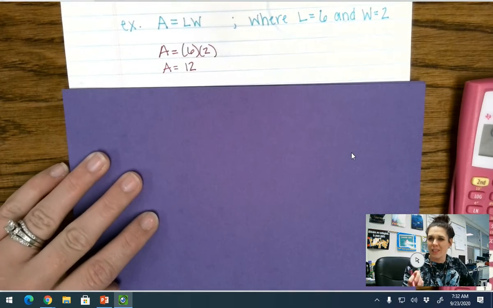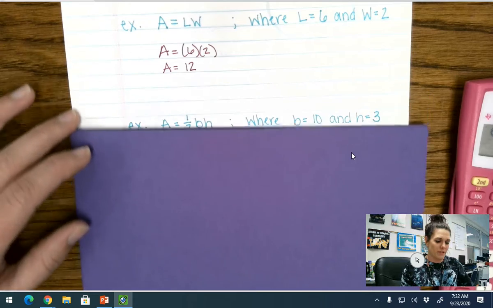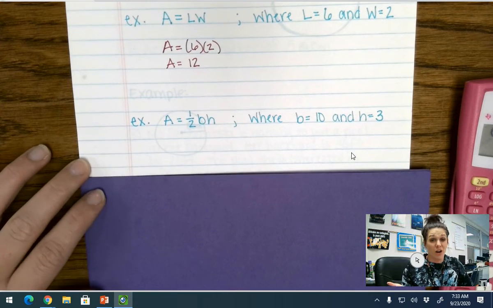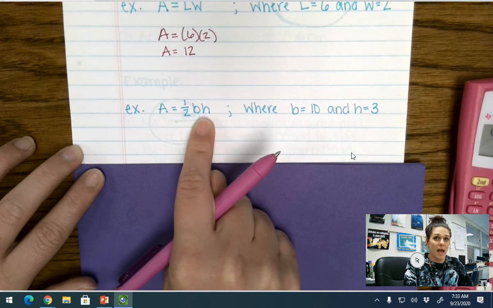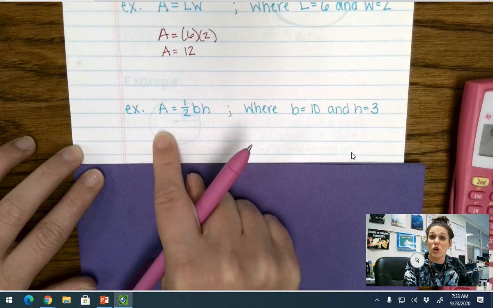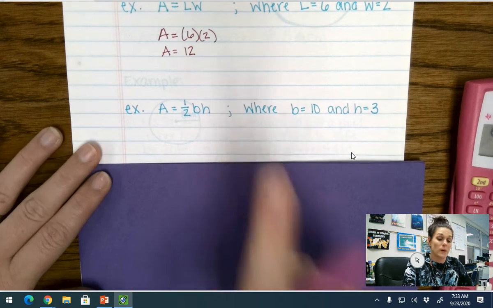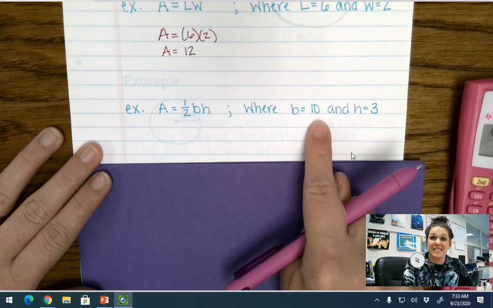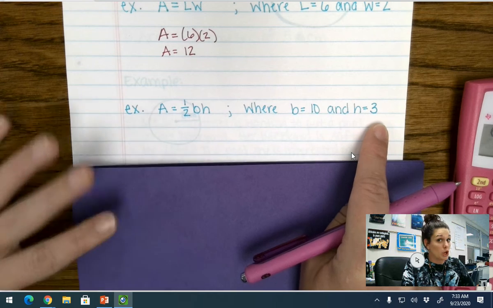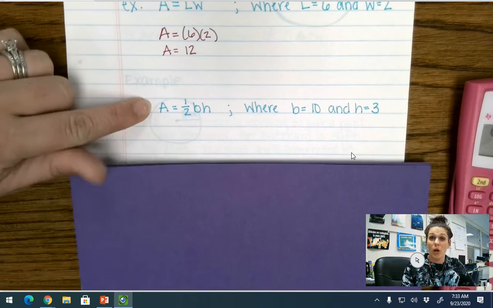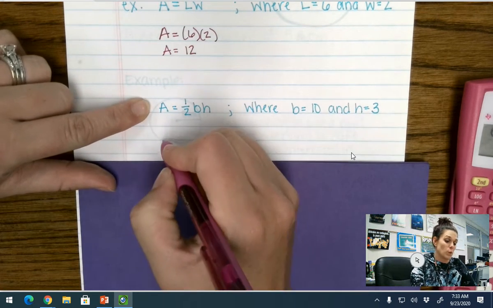Right? Let's try a little bit harder of a formula to fill in. This is the formula for area of a triangle. So area of a triangle equals 1/2 base times height. So they're telling me my base is 10 and my height is 3. So again, I'm going to go through this exactly how we just did. Do we know what A is? Nope. So we're going to rewrite A.